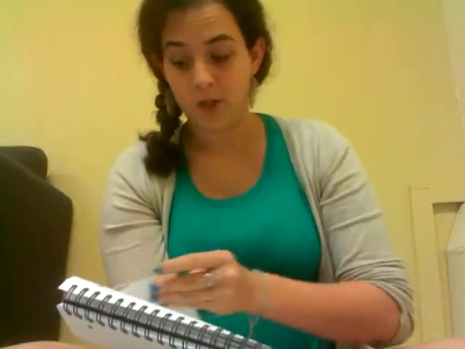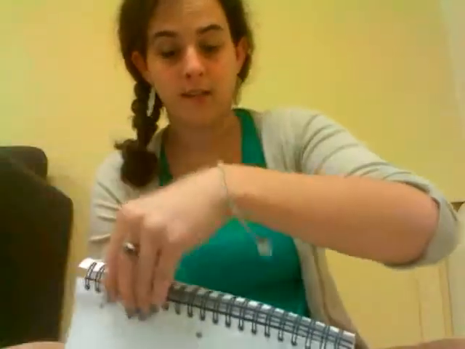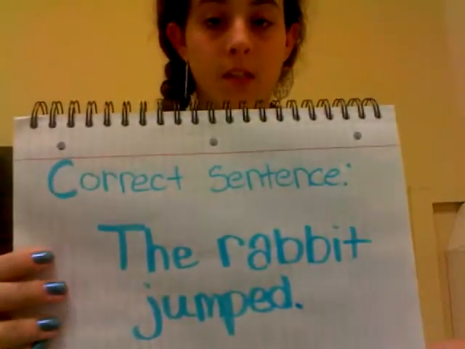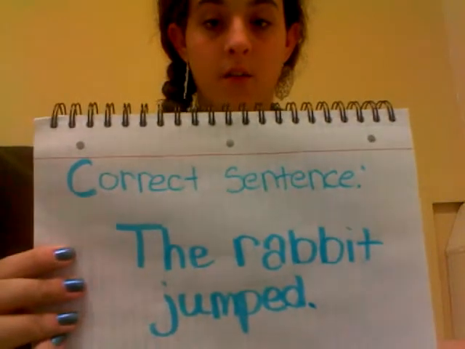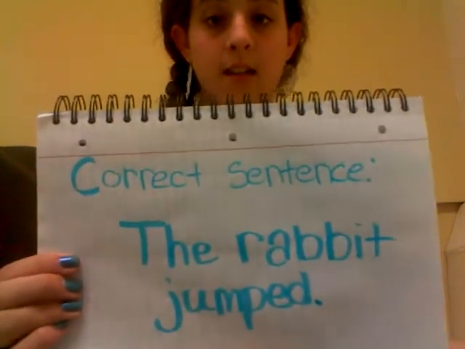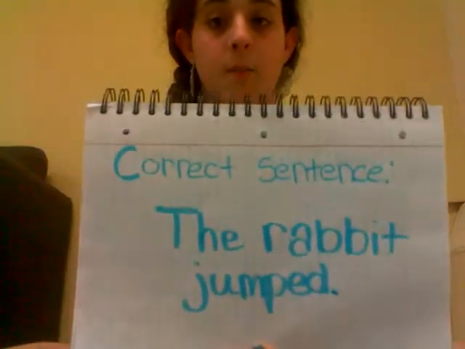Now, next I'm going to show you an example of the correct way to write a sentence with capitalization and punctuation. So you see here, the first letter of the sentence is capitalized, and there's a period at the end of the sentence stating that it's completed, that it's a complete thought.